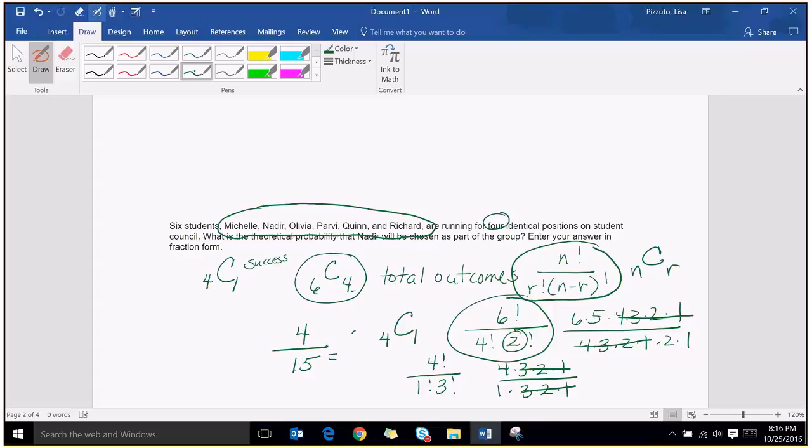Let's see. 26%. Yeah. Or 27% if you round. Good? Yes.